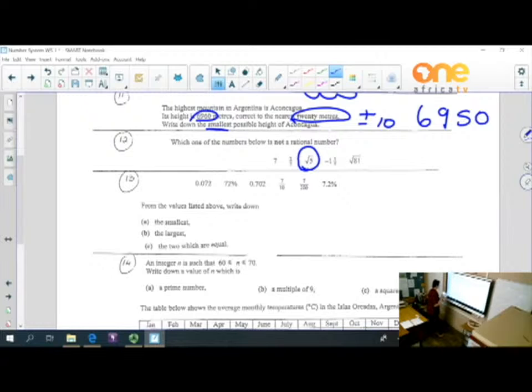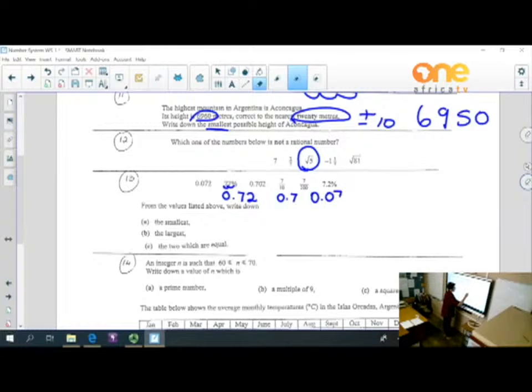Right, the next one is number 13. So we have a list of numbers again. From the values, write down the smallest one. I need to change them to decimals. So this one is 0.72. I divide by 100. We've got that one. This one is 0.7. This one is 0.07. And the last one is 0.072. Remember, if you see that sign, you divide by 100.